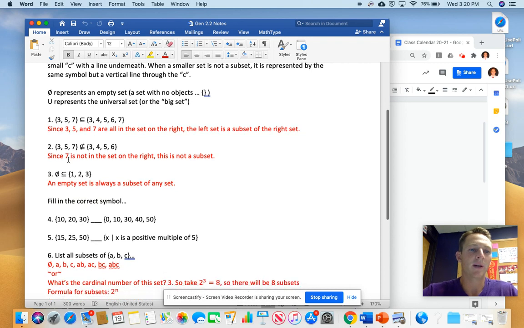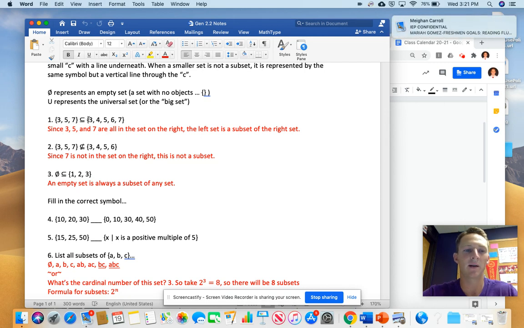First example, we have this set 3, 5, and 7, and we are wondering if 3, 5, and 7 is a subset of the bigger set, the universal set of 3, 4, 5, 6, and 7. So the only thing we have to ask ourselves is, are 3, 5, and 7 in the smaller set also in the bigger set? Can we find 3, 5, and 7 in the bigger set? Yep. So this set is a subset of the bigger set.